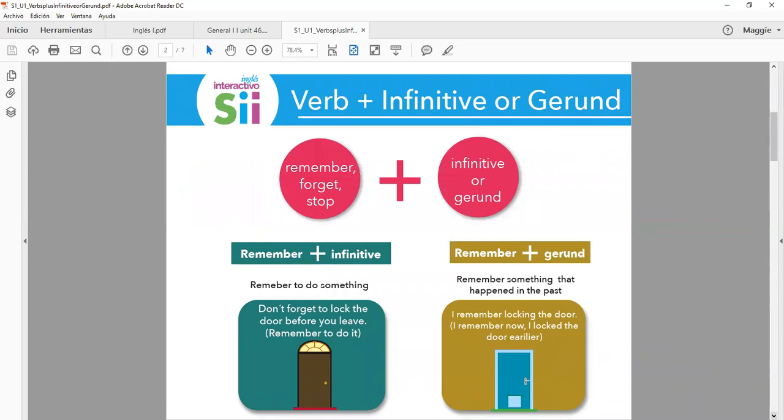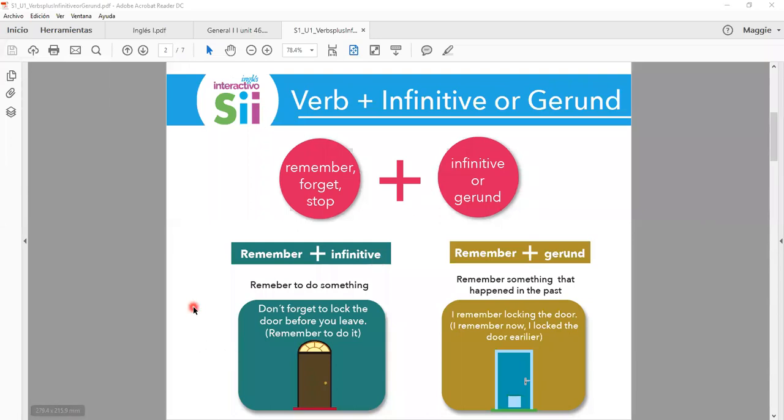In this unit, we are going to work with verb plus infinitive or gerund. We are going to work on how to use the verbs with gerund or infinitive. In this case, the verbs remember, forget, and stop can be used plus infinitive or plus gerund.